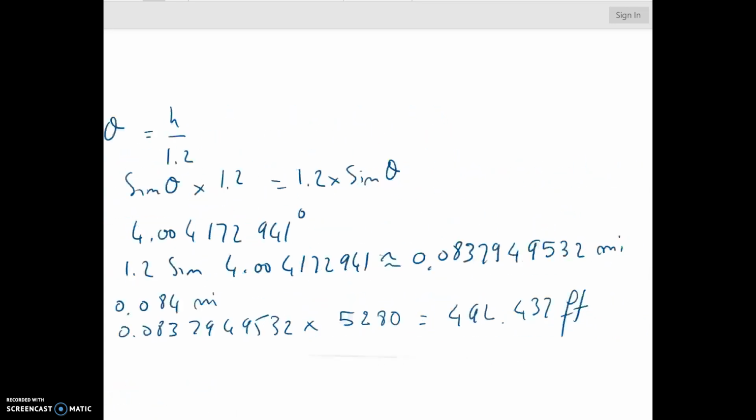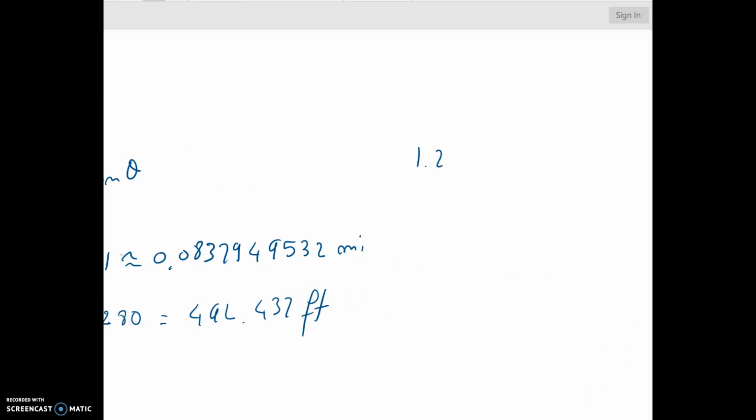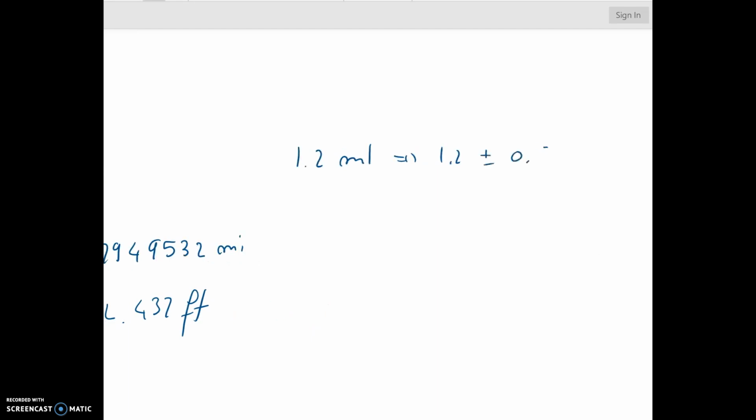1.2 mile is defined as 1.2 plus or minus 0.05 mile. Therefore, we can easily say that 6,336 feet will be defined at plus or minus 269 feet. And so we end up with an h equal to 400 feet.